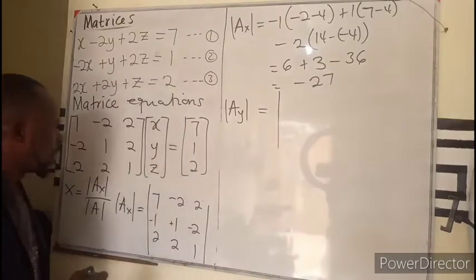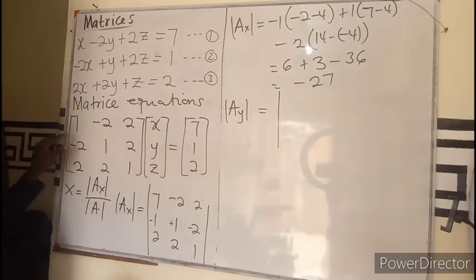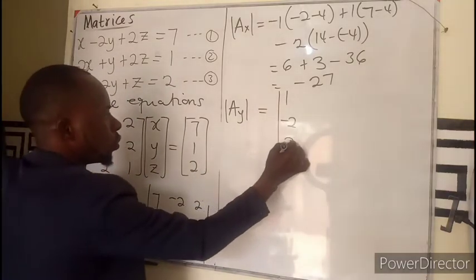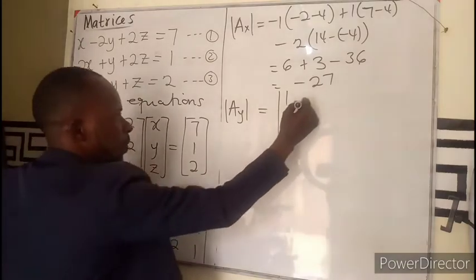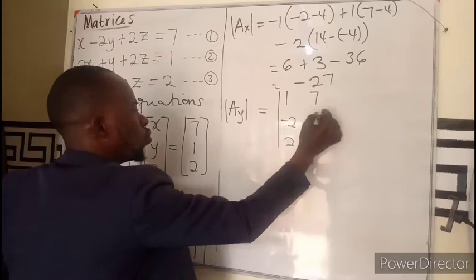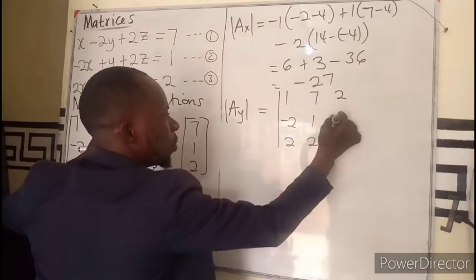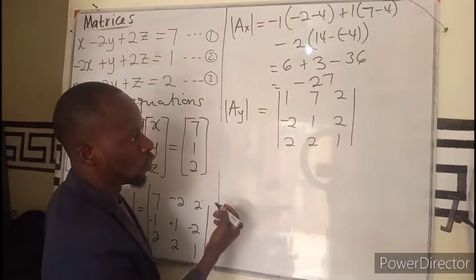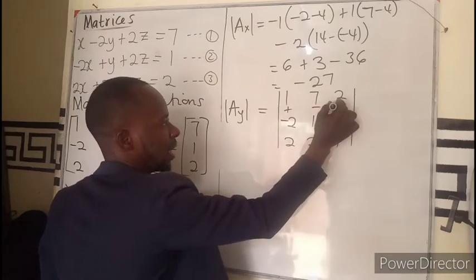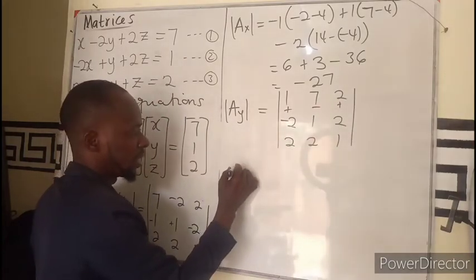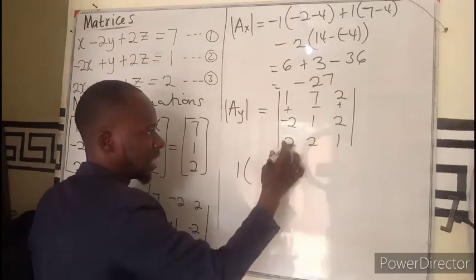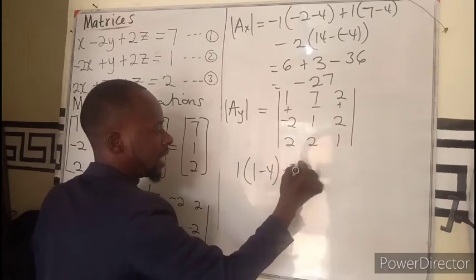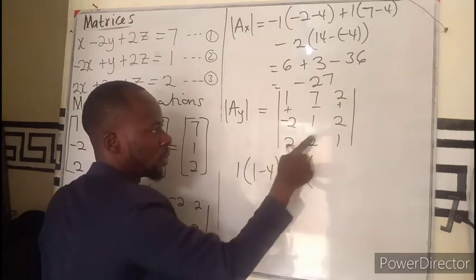which is going to be replacing the second column with this. So I have 1, minus 2, 2. Second column will be replaced with this. 7, 1, 2. Then the third column will come. Determinant is going to be, I will use, okay, the first row. Plus, minus, plus. So this is going to be plus 1. Covering everything, I'll be left with this. So 1 minus 4 minus 7. Everything down, top is gone.